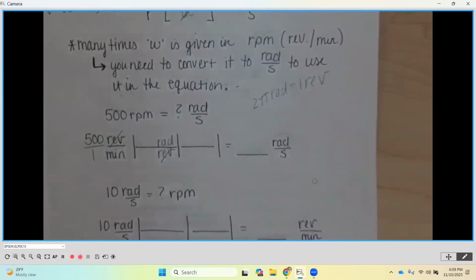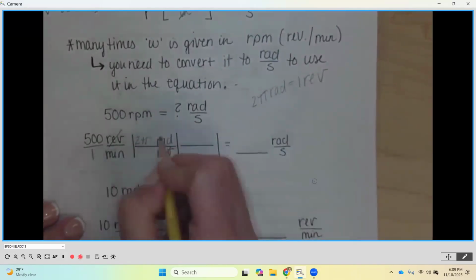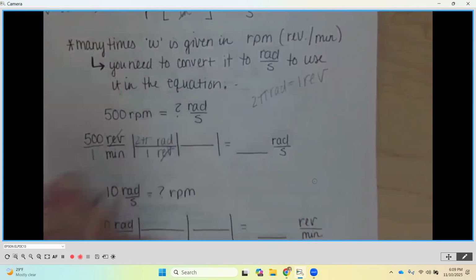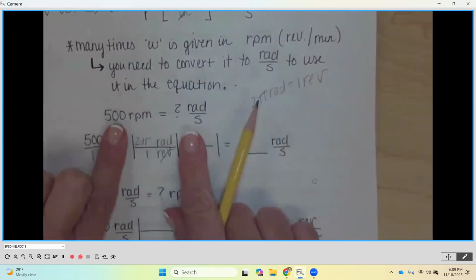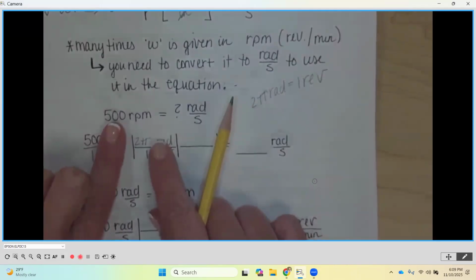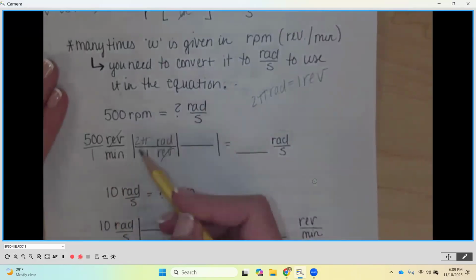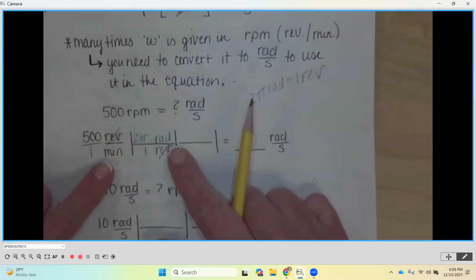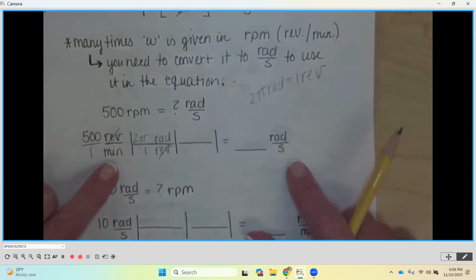So now I got to put my numbers in there. If I know that I have 2 pi radians, that's going to go on top because radians are up there, and then 1 revolution underneath. So right here between my vertical lines or my brackets, this is the conversion in what we call ratio form. Okay. So now when I multiply across the top, divide by the bottoms, revolutions cancels out. And the units that aren't canceled out yet are radians per minute. Do you see that? I need to get into radians per second.